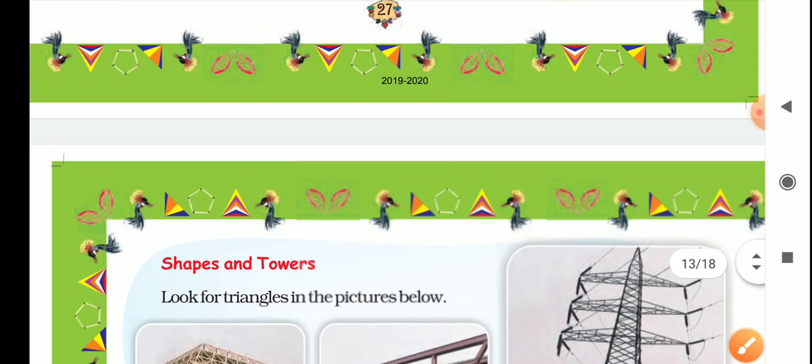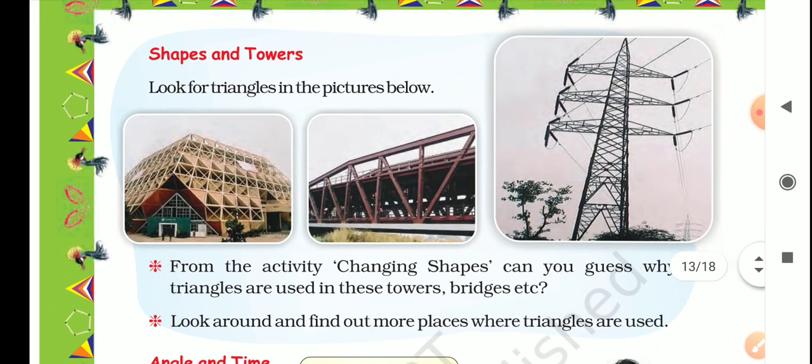Now coming to our next topic, that is shapes and towers. Now here, what is given in shapes and towers? Look for the triangles in the pictures below. Here some pictures are given, and you can notice that in all the three pictures, most of the triangles are used. So what is given now? From the activity changing shapes, can you guess why only triangles are used in these towers and bridges, etc.?